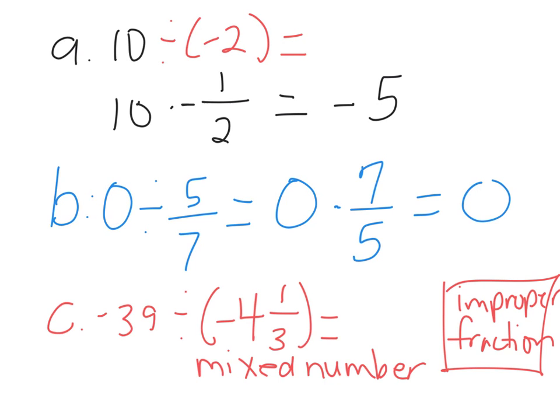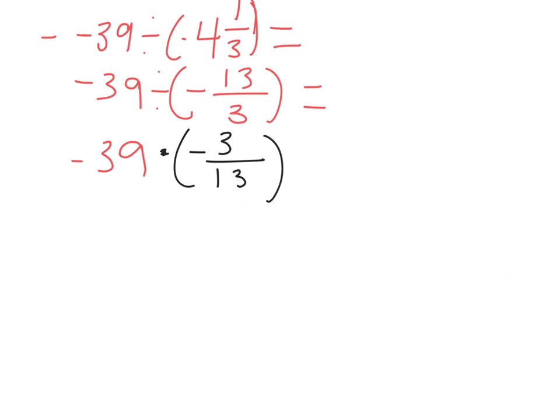Now for C, we have negative 39 divided by negative 4 and 1/3. Well, first of all, we notice that we have a mixed number here, and we want to turn it into an improper fraction. Okay, so this is what I was talking about before. You have the mixed number right here. We turn it into an improper fraction. We have 12 plus 1 is 13. So we have negative 39 divided by negative 13 over 3.